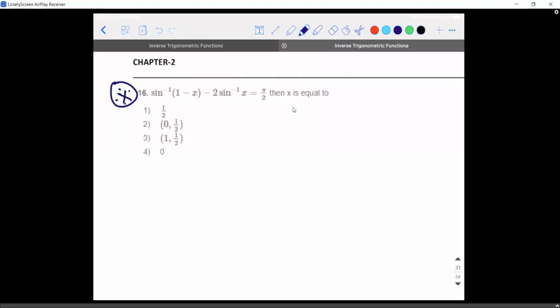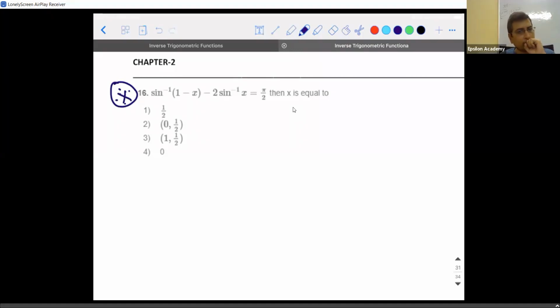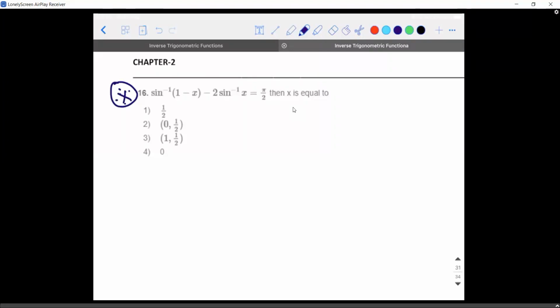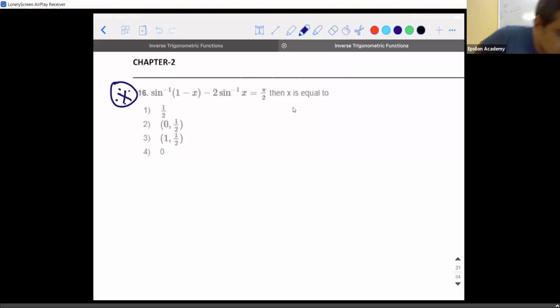Sir, we have to take sine inverse. Sir, cos inverse x. See, we already have sine inverse now. You should substitute x as a trigonometric function, not inverse trigonometric. That's the logic. You already have sine inverse on both sides.